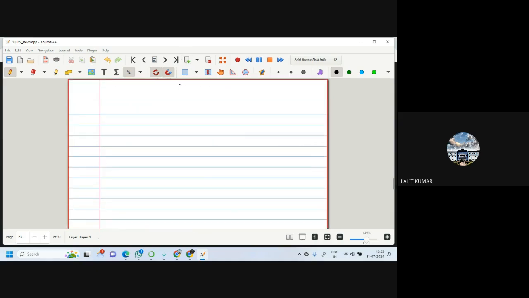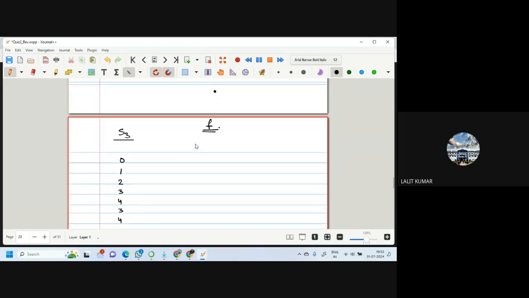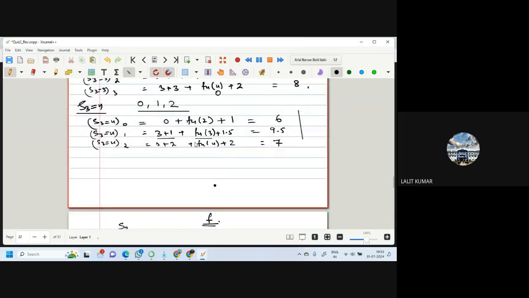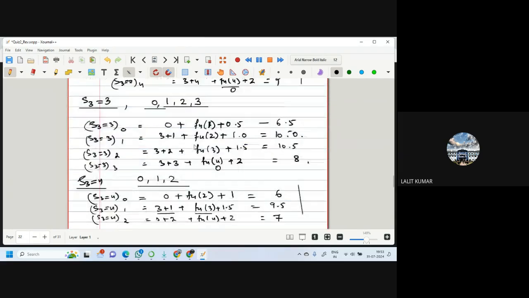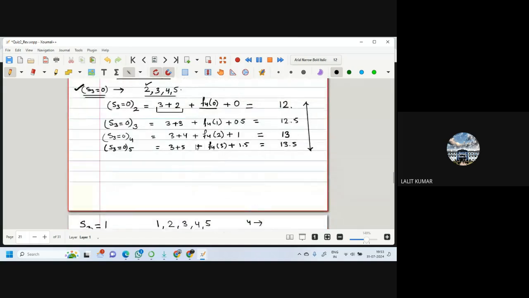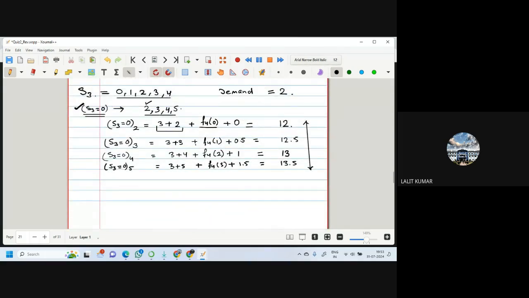And now what do we do? Now we write again like this. This is S3 and this is your F, the cost again. So we had S3 0, 1, 2, 3 and 4. And now you take out the minimum again. For example, S3 0, what is the minimum? So we come to S3 is equal to 0. So see, what is the minimum here? 12.